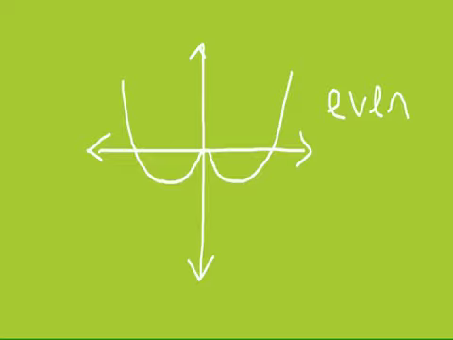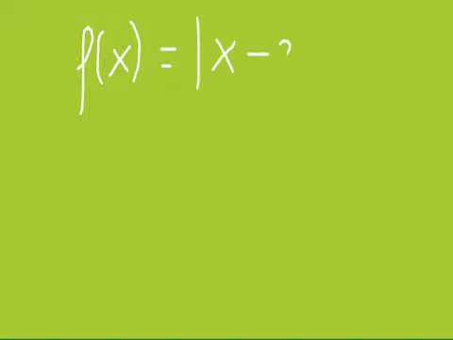Now, not all functions are even or odd. Sometimes a function is neither. So let's take an example of a function. Let's say f of x equals the absolute value of x minus 2. Now, we already know the absolute value of x is an even function. But what about the absolute value of x minus 2?